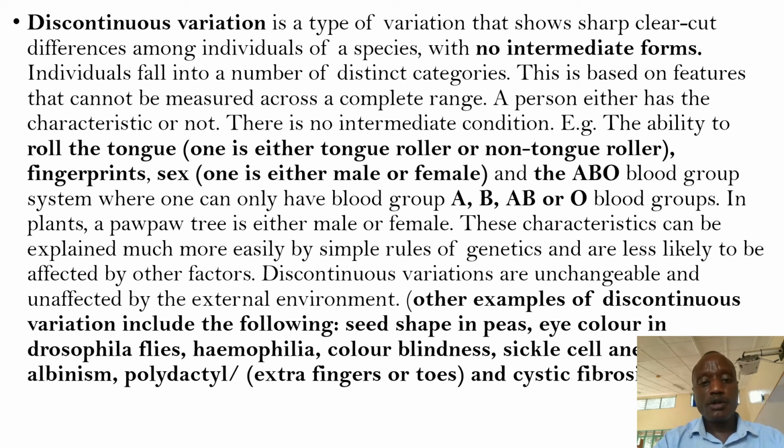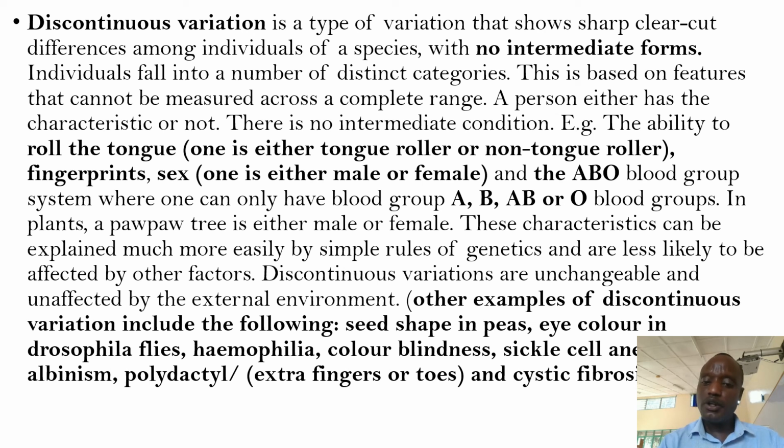So there are so many examples of discontinuous variation, as you can check from the slide here. Seed shape in peas, eye color in Drosophila flies, hemophilia, color blindness, sickle cell anemia, hemoglobin. Basically, sickle cell anemia goes with hemoglobin. Whenever the red blood cell count is less, it shows the concentration of hemoglobin the red blood cells contain. So you end up having sickle cell anemia.